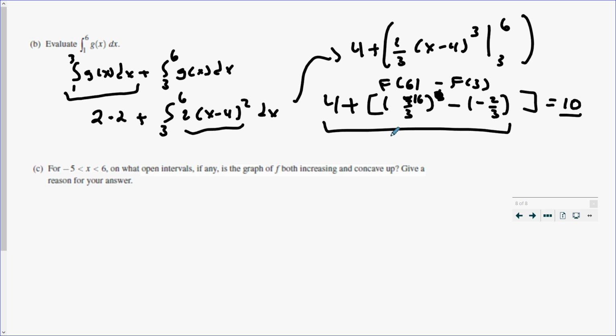Or, again, you could leave it like this. Okay? Either one's okay. Let's grade this on the AP. If you knew to split it, plus 1. If you took the antiderivative, plus 1. And the answer is also plus 1.